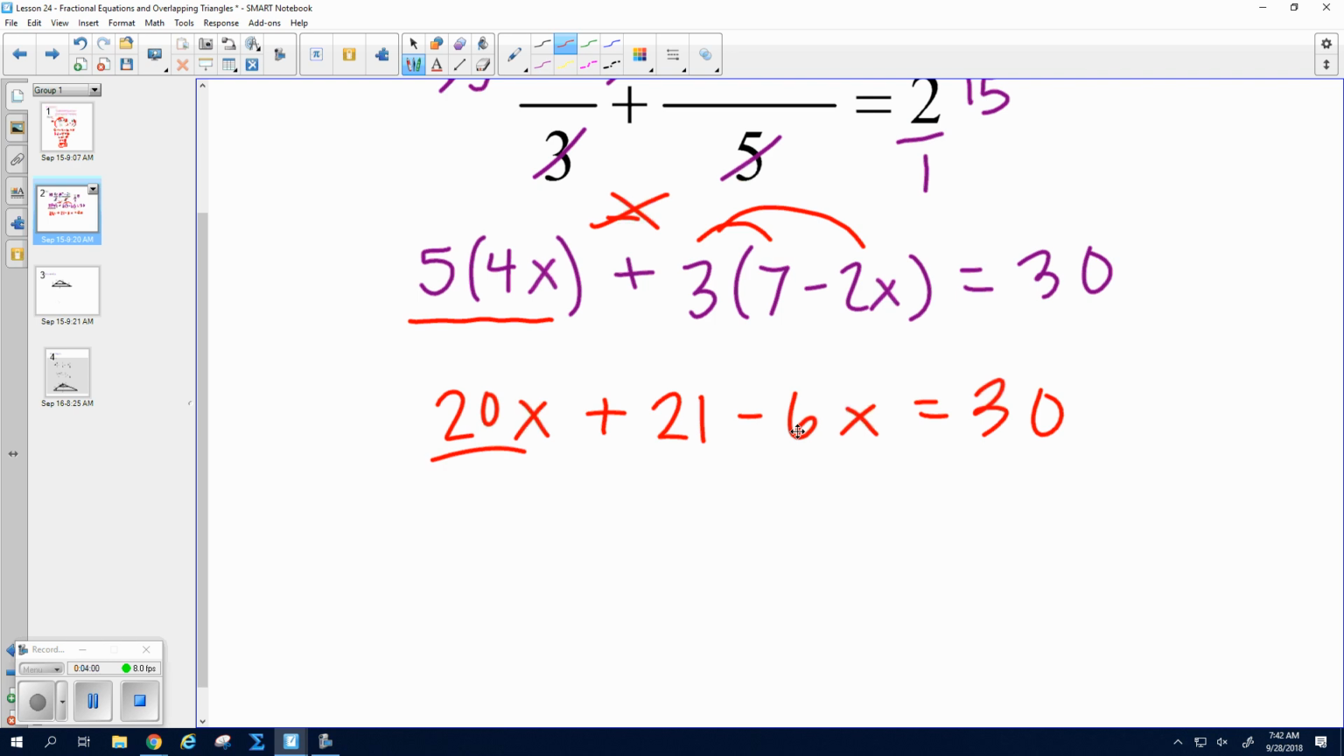Okay, then we're just going to combine like terms. So 20x minus 6x is 14x. At the same time here, I'm going to subtract 21 from both sides. So that gives me 9. And I'm going to divide, and I get 9/14.